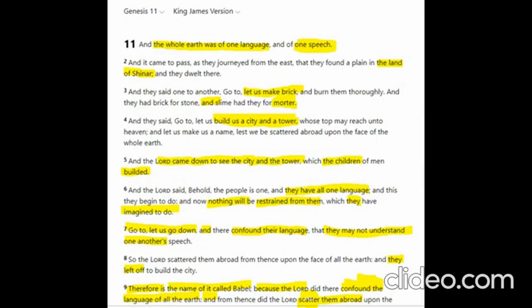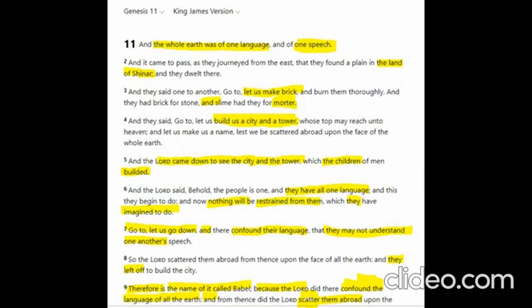Now, this is the children of Israel here. It says, let us make brick and slime. They made mortar out of it. And what they're doing is they start to build a city and a tower. And this is the Tower of Babel. And the Lord came down to see this city and tower, which the children of men builded. They have all one language. And he says that now they'll be able to do whatever they want to do. Nothing will be able to restrain them. They can do anything that their imaginations are set to.